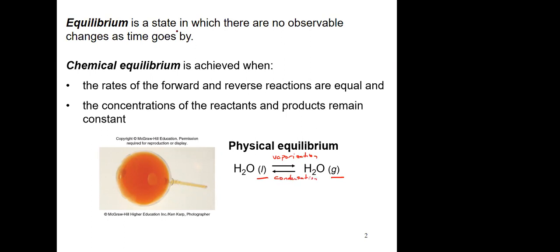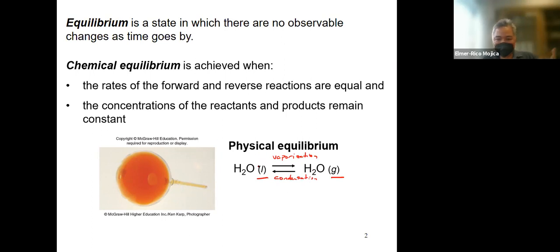That's condensation. Okay? So when does the equilibrium reach? When the exchange that they have is the same. That is when you have what? A closed container. And what did you achieve there? The vapor pressure. Okay, so that's a physical equilibrium.